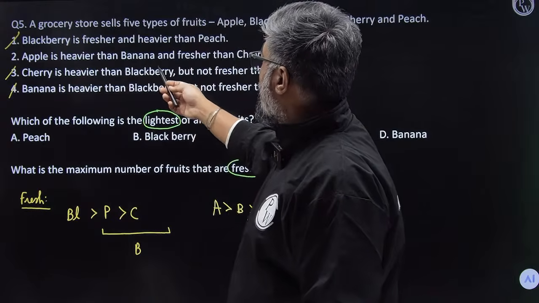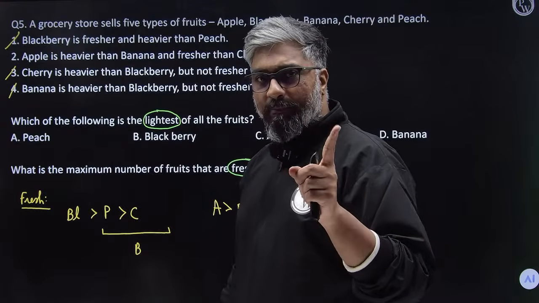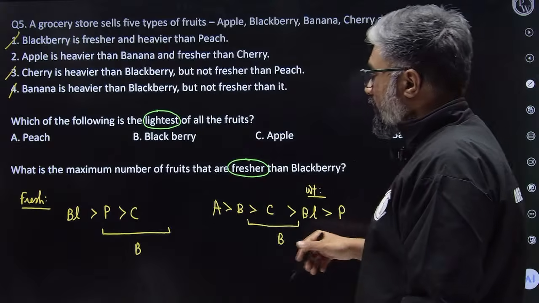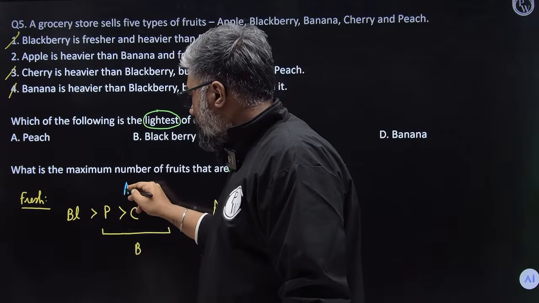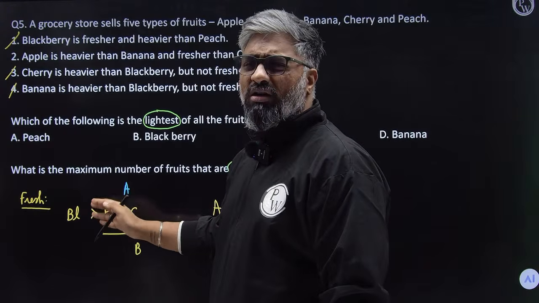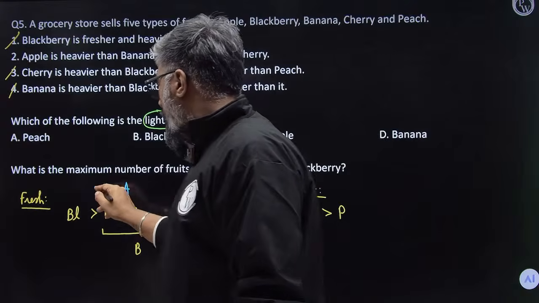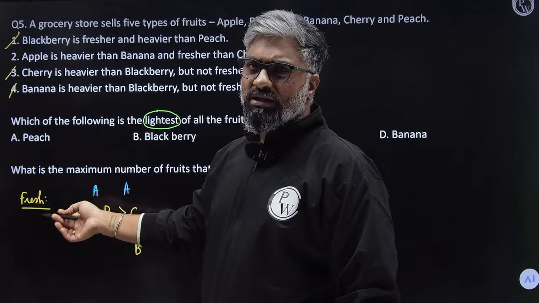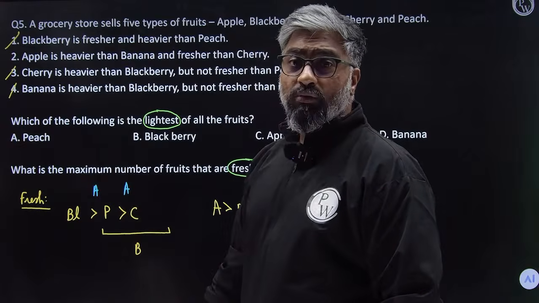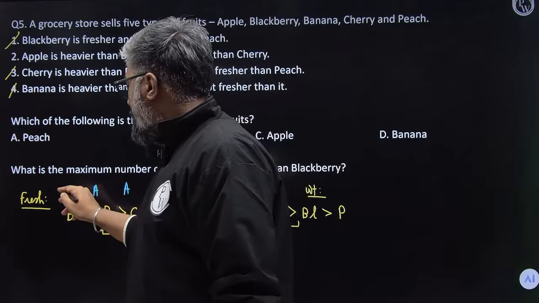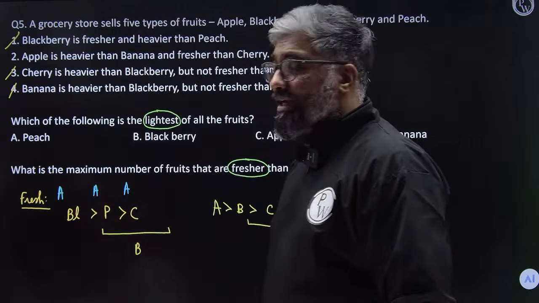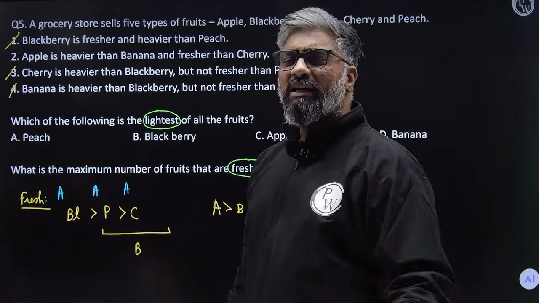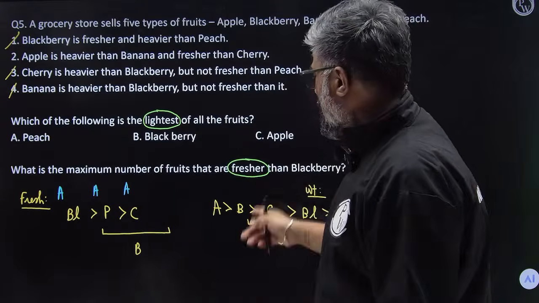Apple is heavier than banana and fresher than cherry. Apple is fresher than cherry. Think about this. Fresher than cherry would mean what? Apple can either be here, fresher than cherry, not fresher than peach, or it can be here, fresher than cherry and peach, but not fresher than blackberry. Apple can also be here. So there are how many cases? More than 3 cases, because we still have banana to be placed, right? Multiple cases will come. So first, let's answer the weight based question.